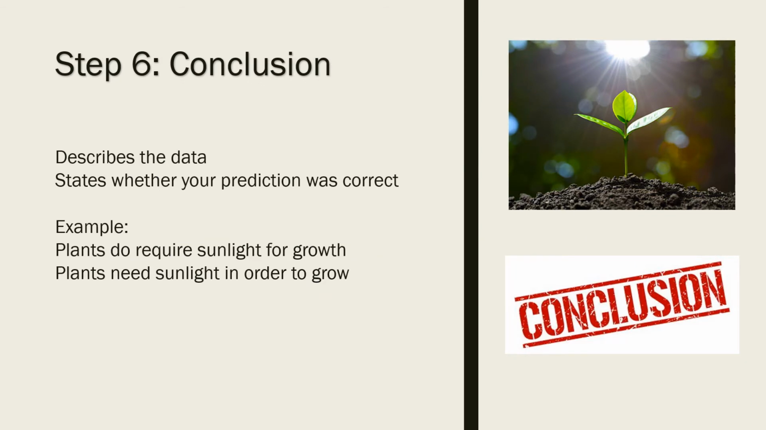Step 6. Conclusion. I now have to put my findings into a statement, and I'm describing the data that I collected. The conclusion will also tell me if my initial prediction or hypothesis was correct or not. For example, I can now state as my conclusion that plants do require sunlight for growth, or plants need sunlight in order to grow. I can also say plants grow faster in the presence of sunlight.